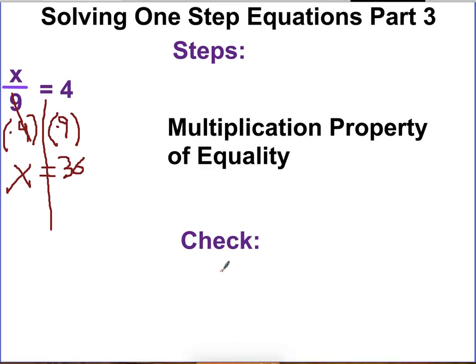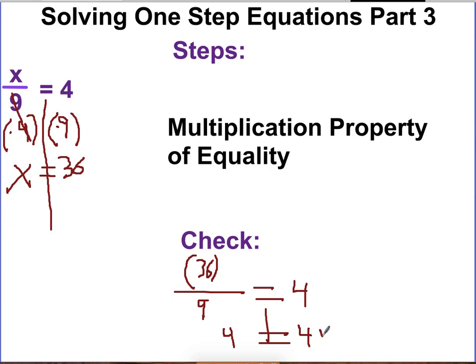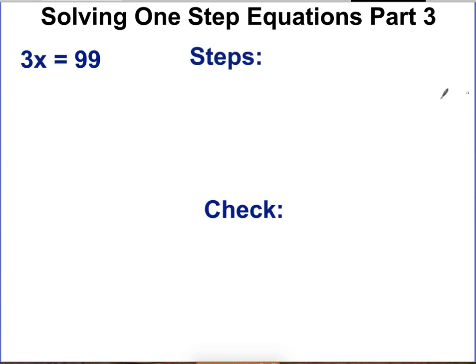All right, remember when you check, instead of x, we're going to use our solution, 36 over 9 equals 4. So on the left side, we'll simplify that. 36 divided by 9, because that's what our fraction means. That's 4. And on the right side, 4 is just 4. So we did that correctly. We'll see a couple more examples.